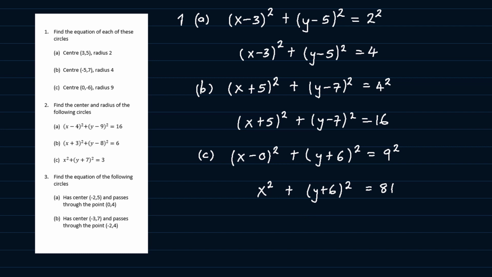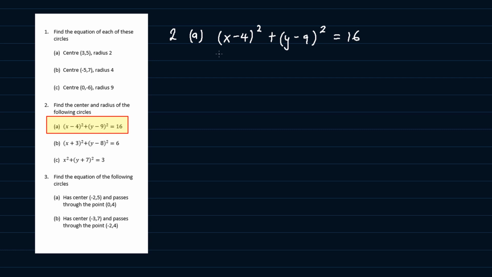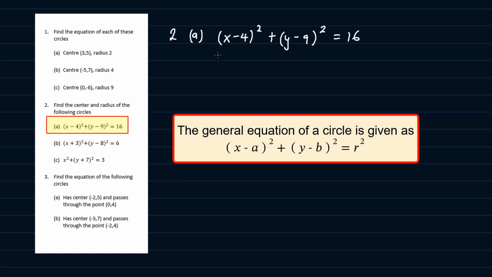Let's go on to number 2. Find the center and radius of the following circles. So on part A, we have x minus 4 squared plus y minus 9 all squared equal to 16. So taking it from the form of the equation of a circle, the coordinates of the center are going to be minus of this number here. So minus of minus 4 is 4, and minus of minus 9 is 9. So that's the center.